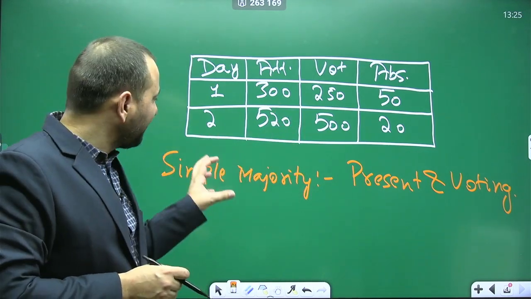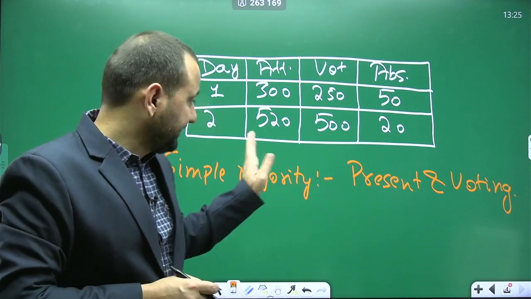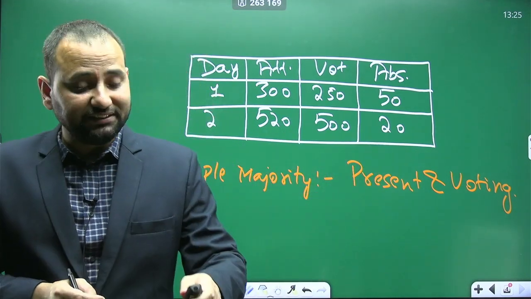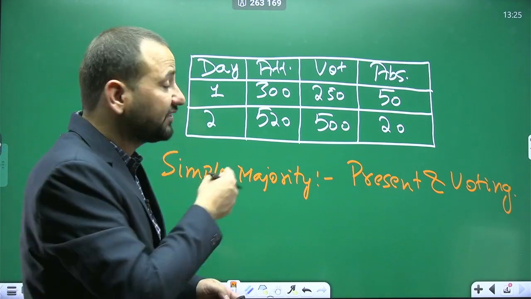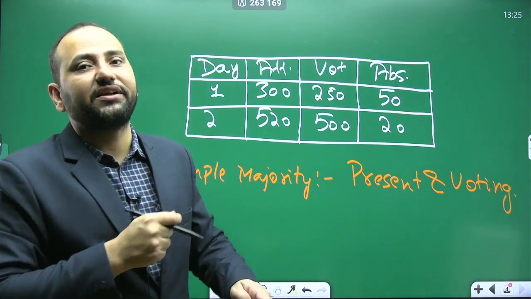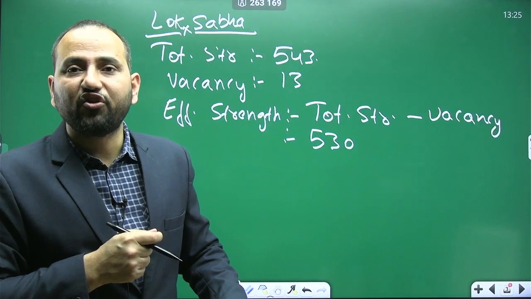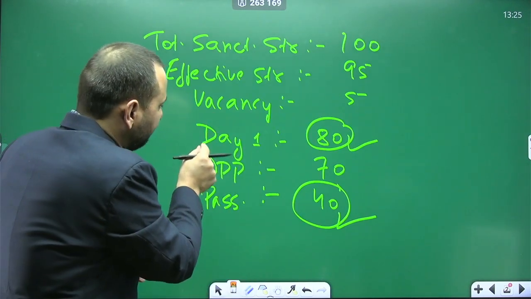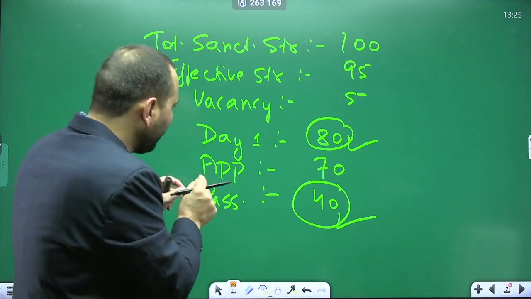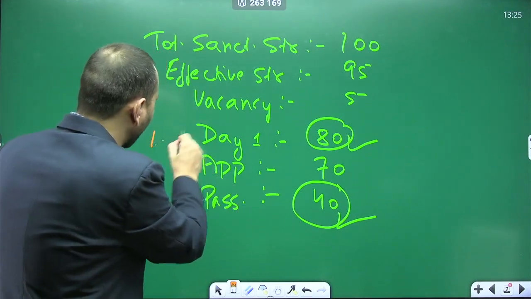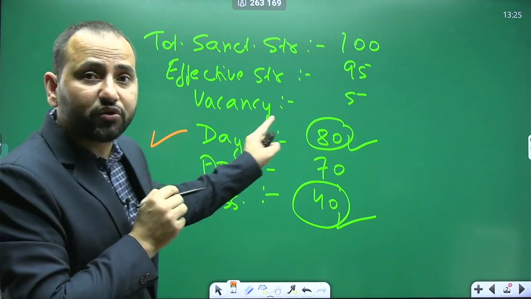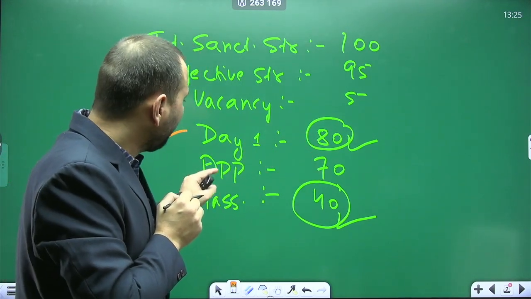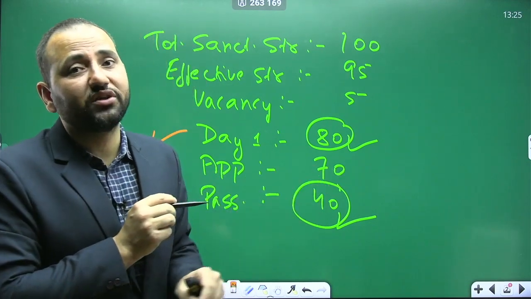So when we talk about this concept of simple majority, it simply comes up with the concept of present and voting in the house. Now, if you see this concept on the basis of the classroom as well as here, then you will automatically be able to understand this. If we take the example of a classroom, then present and voting. Now, on a particular day, in the classroom, on day 1, just try to see how many of the students were present. 80 students were present. But how many of them appeared in the test? Only 70 students appeared in the test.